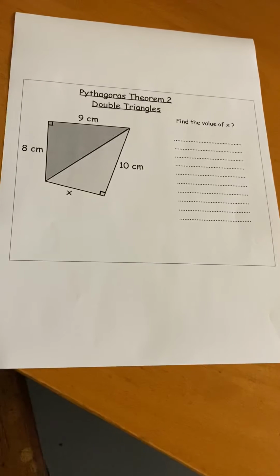Okay, double Pythagoras question. It's when you've got two triangles together. So remember in Pythagoras, you've got hypotenuse squared is equal to your two shorter sides, which is A and B. So have a look at the first one.